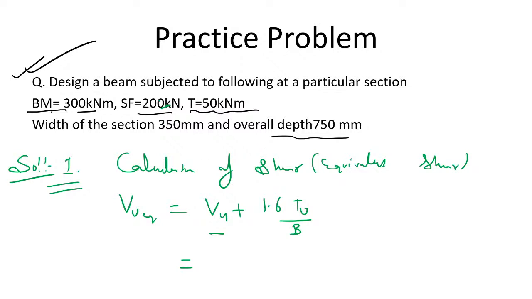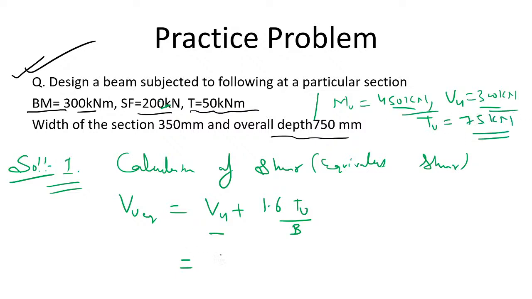So I am going to multiply this bending moment, shear force, as well as this torsional moment by 1.5. Then for me, the design loads will be MU is how much? 300 into 1.5, 450 kilonewton meter. Shear force is how much? 300 kilonewton. And torsional moment is how much? It is 50 into 1.5, 75 kilonewton meter. So these are the values. So here VU plus 1.6 TU over B. Let me check what is the value of equivalent shear.